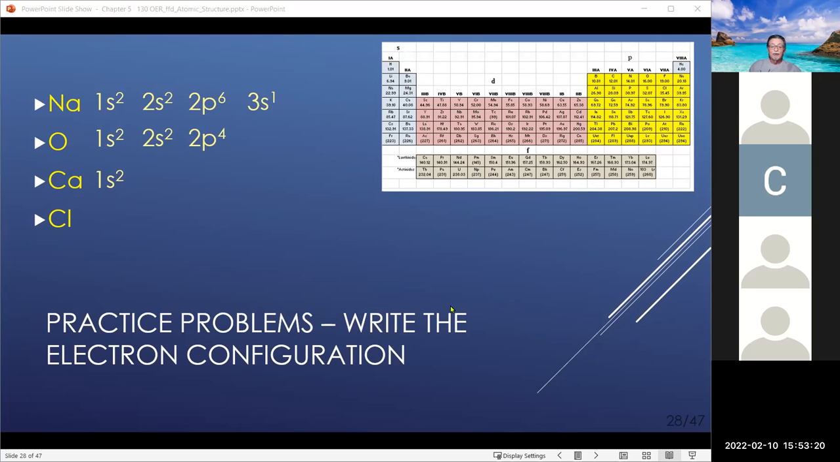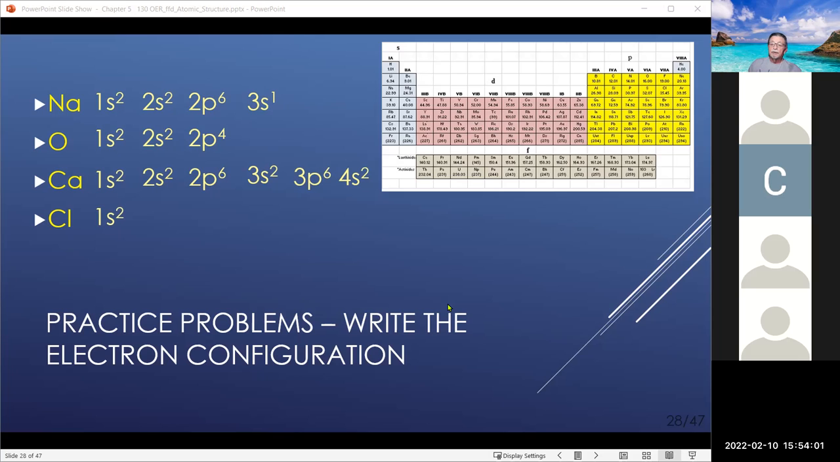All right. Okay. So calcium, we just did that. 1s2, 2s2. Remember that the coefficient is the energy level. The letter is the orbital. Okay. And the superscript is the number of electrons in that particular orbital. So calcium has 1s2, 2s2, 2p6, excuse me, and 3s2. Okay. And 3p6 and 4s2. Got ahead of myself here. I was jumping up to chlorine.